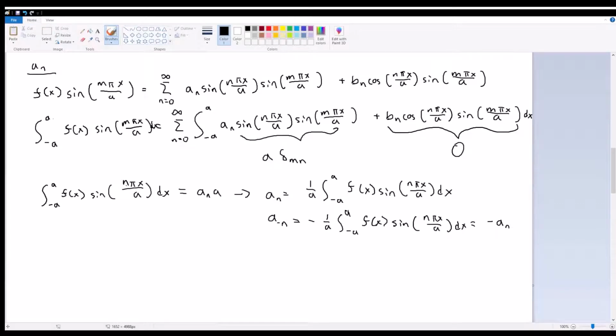Similarly, we do the exact same situation with the cosine terms. Instead of multiplying by sine of n pi x over a, we multiply by cosine of n pi x over a, and we do the same process. That's exactly the same process as up here, so I'm just going to skip doing this. Bn is going to end up equaling 1 over a times the integral from negative a to a of f of x, this time cosine of n pi x over a dx. And in this case, cosine of n pi x over a is even, so cosine of negative x is equal to cosine of x. So b of negative n is exactly equal to b of n.